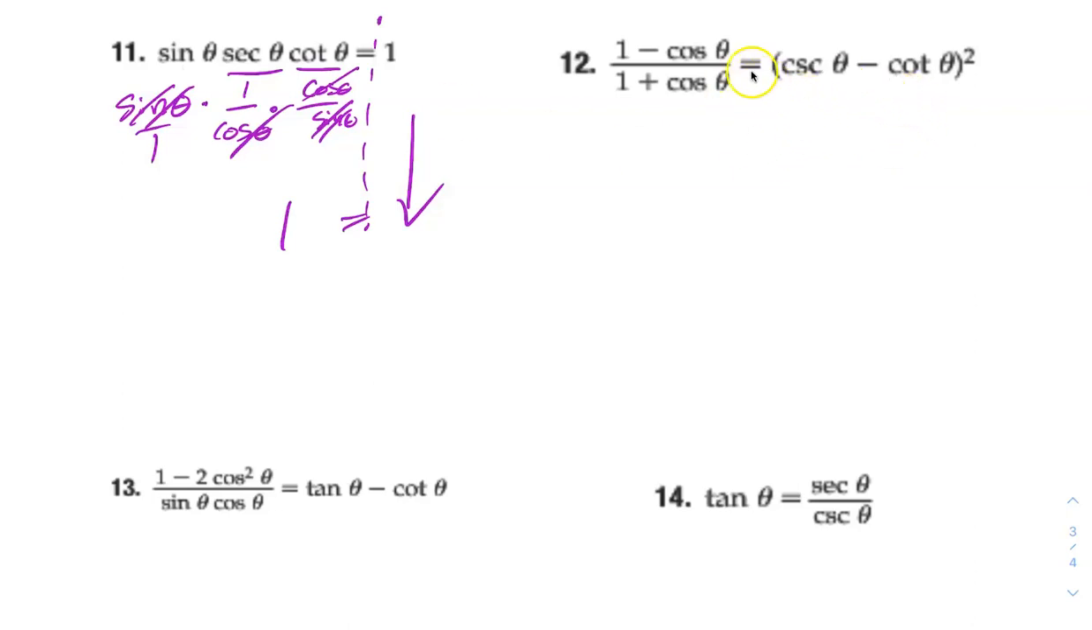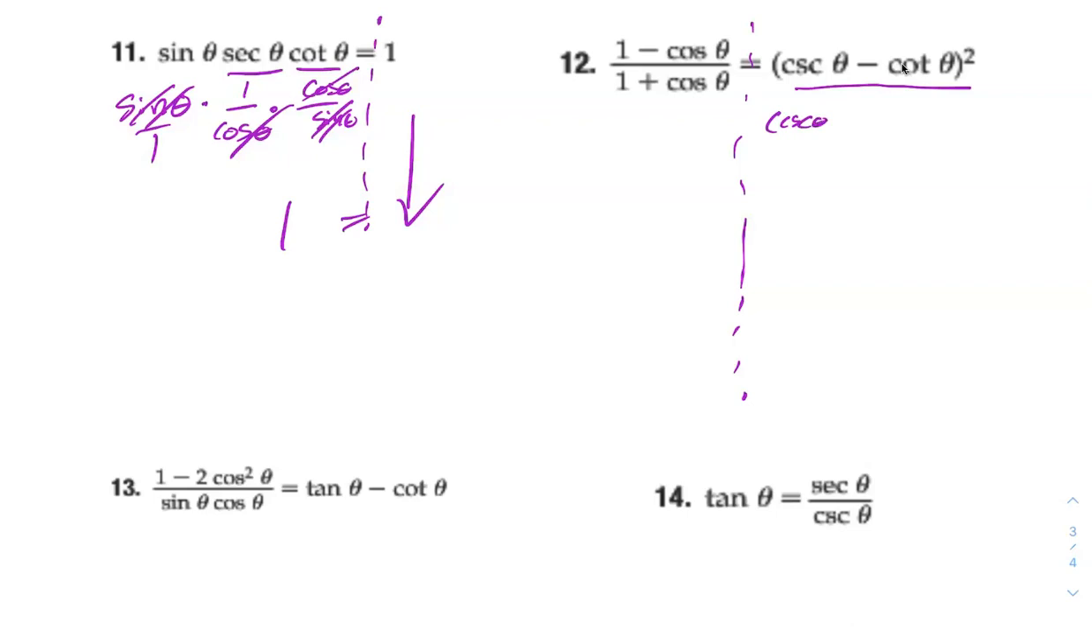Next one, now look at that. That looks complicated. 1 minus cosine over 1 plus cosine equals cosecant minus cotangent squared. That's a scary one, right? I might have to work on both sides on this one at some point. But to start off, I think I'm just going to do this. Don't just square both of them. I'm telling you what's going on here, right? This is cosecant theta. Oh, that's ugly.